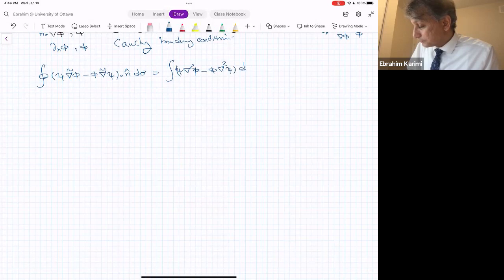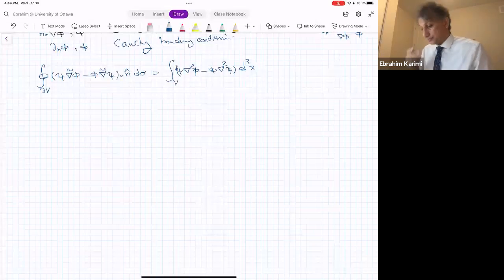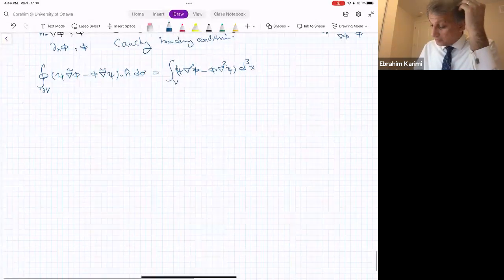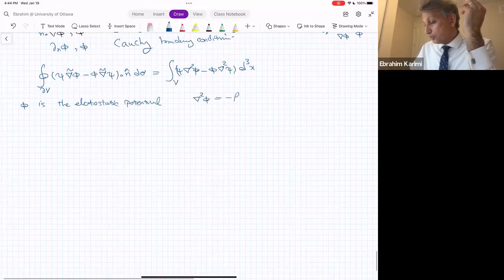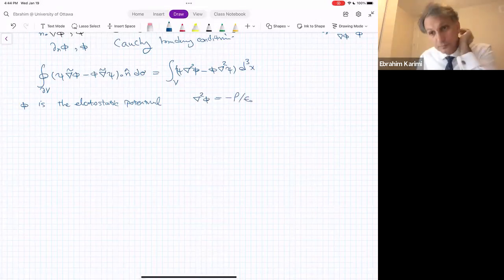d3x, and that's on the volume, that's on the surface. Good. Phi still is the electrostatic potential. Okay, so that means that the Laplacian of phi is equal to minus rho divided by epsilon naught. Now psi, we call it the Green function.